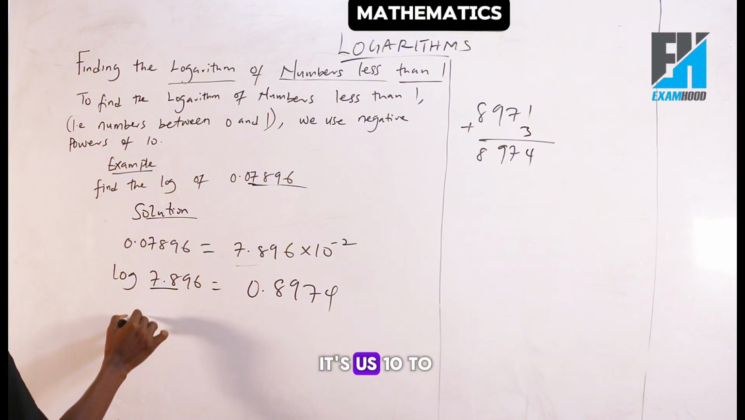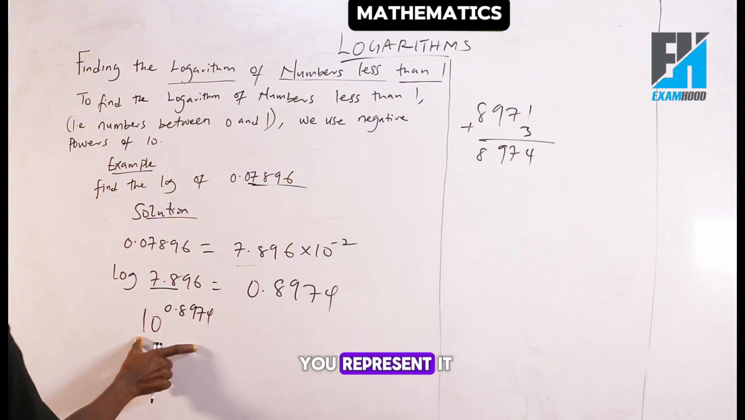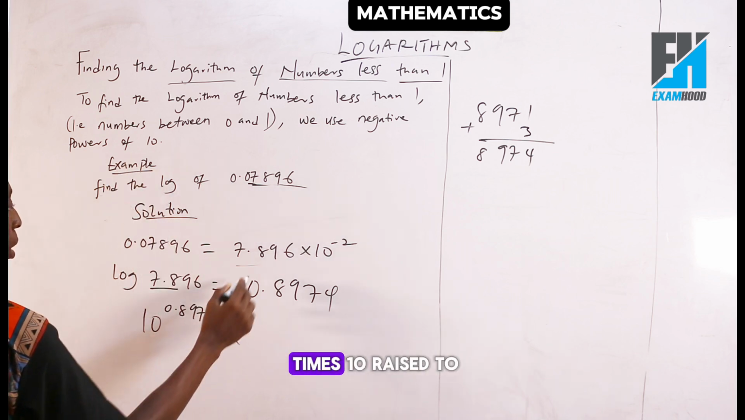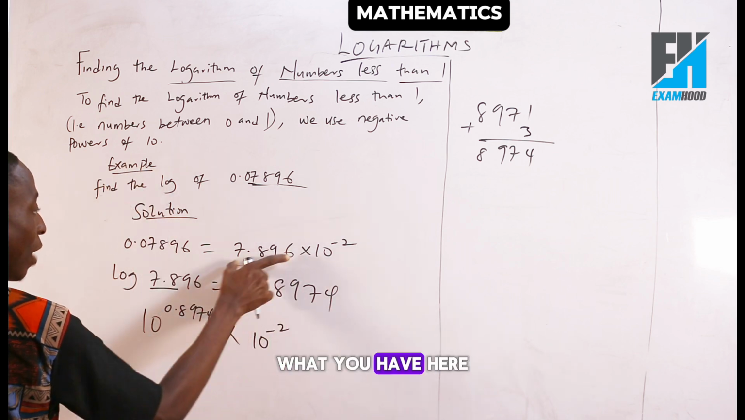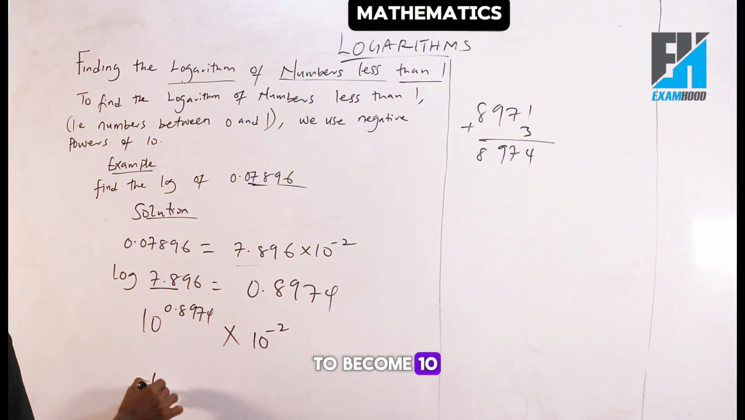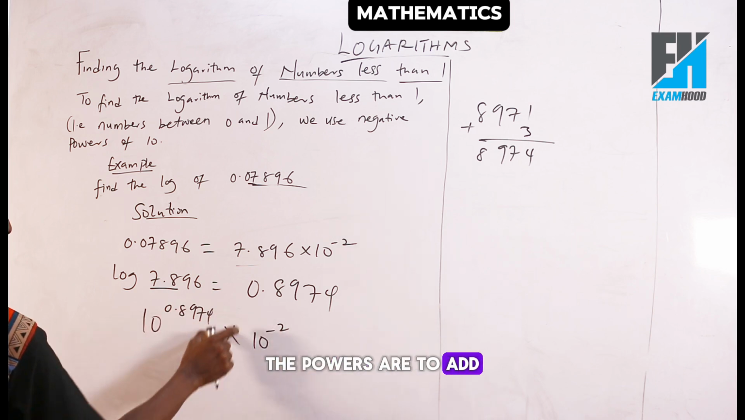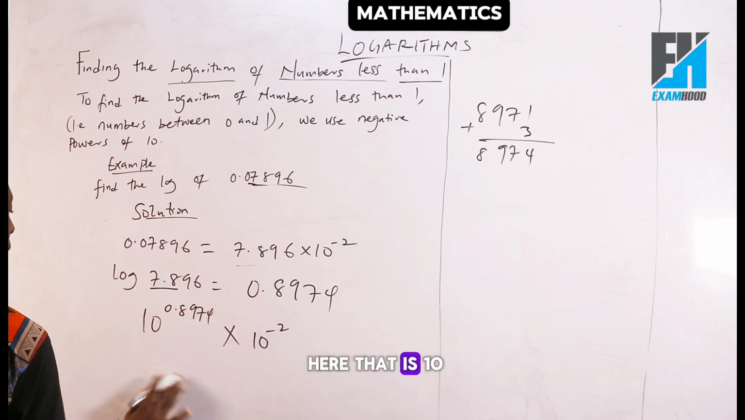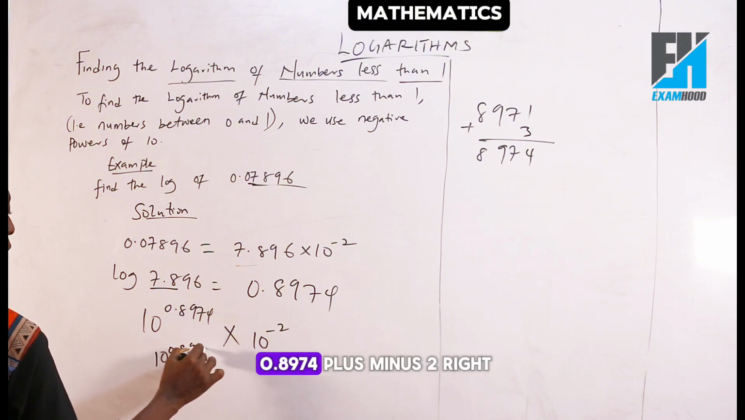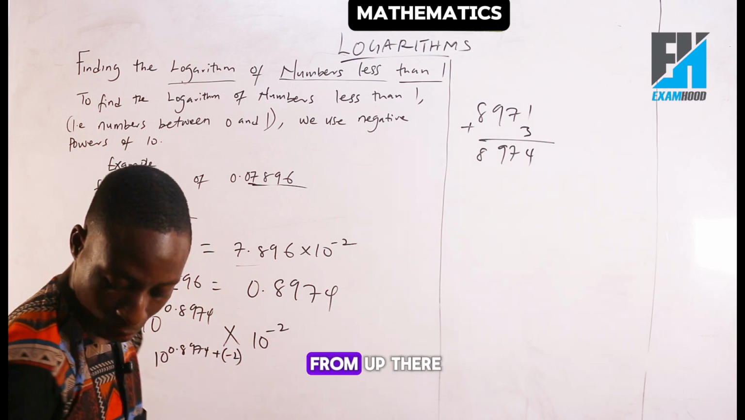That's 0.8974, which gives us 10 to the power of 0.8974. That is the way you represent it, because we are taking it to the power of 10. Now times 10 raised to power minus 2. What you have here is exactly this: times 10 raised to power minus 2. In indices, the powers are added when you have multiplication here. That is 10 to the power of 0.8974 plus minus 2, right?